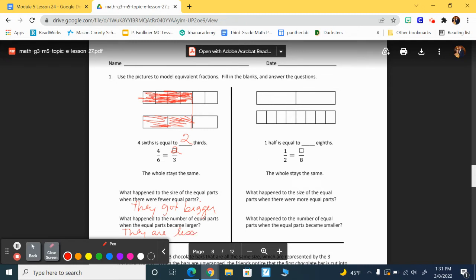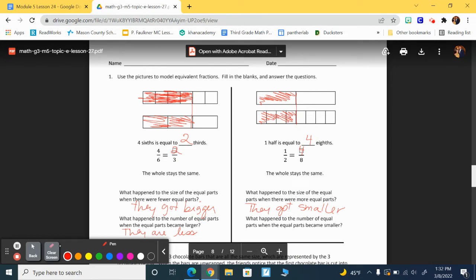Looking at the next one, 1/2 is equal to. So I'm going to shade in 1/2. When I look here, I can see that these lines match up. So I know I would shade in all of these parts. So it is equal to 4/8, and I could put a 4 there in both things. What happened to the size of the equal parts when there were more equal parts? Well, you could say they got smaller. You can see in the bottom fraction strip, the pieces are smaller than definitely the one at the top.